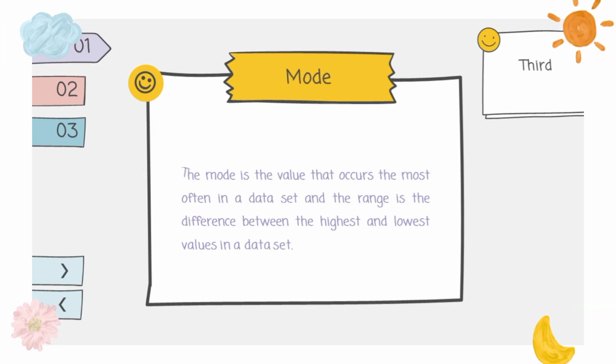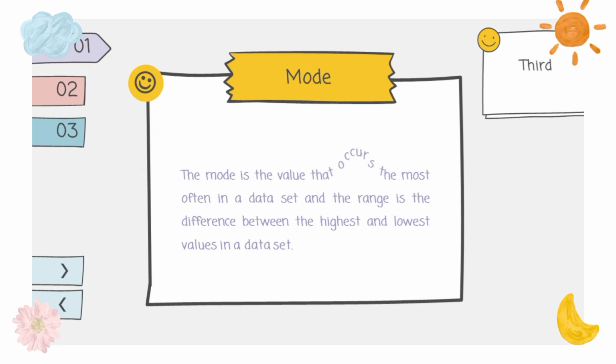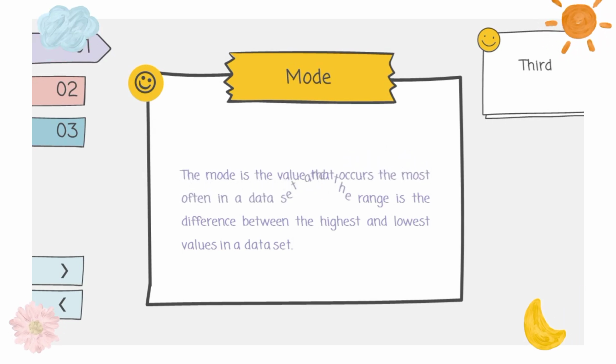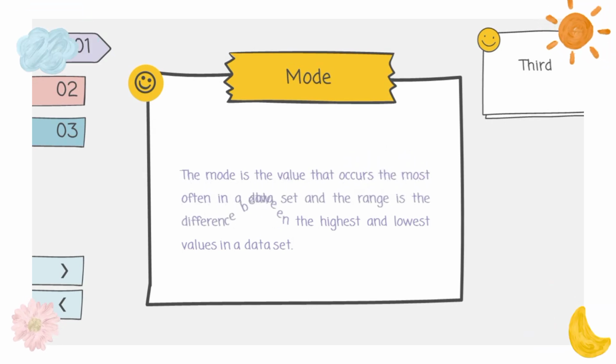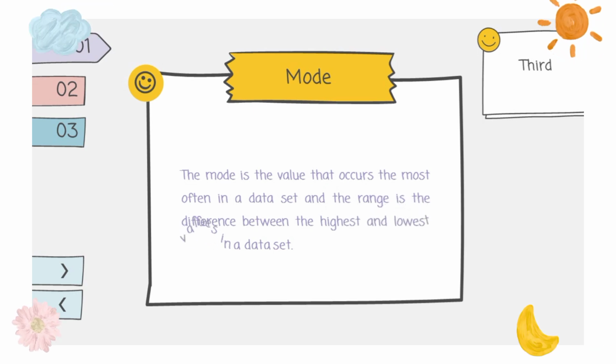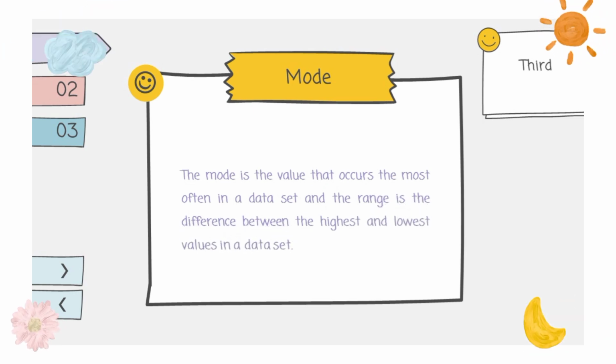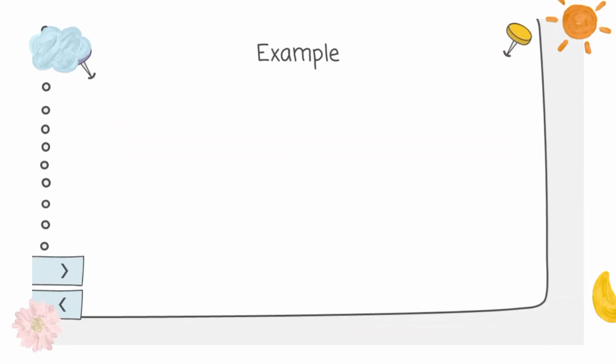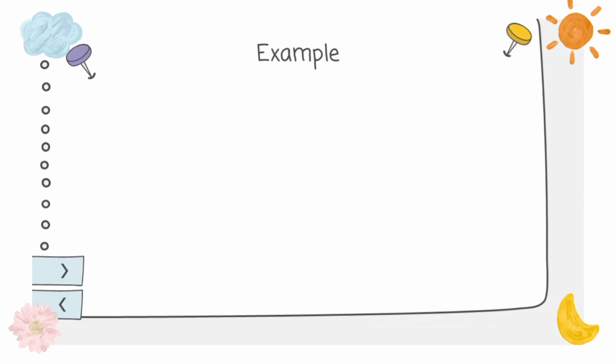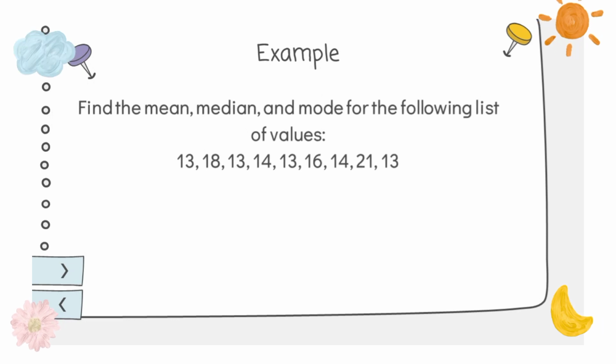And the last is mode. The mode is the value that occurs the most often in a data set, and the range is the difference between the highest and lowest values in a data set. Now there's an example. Please see this example.